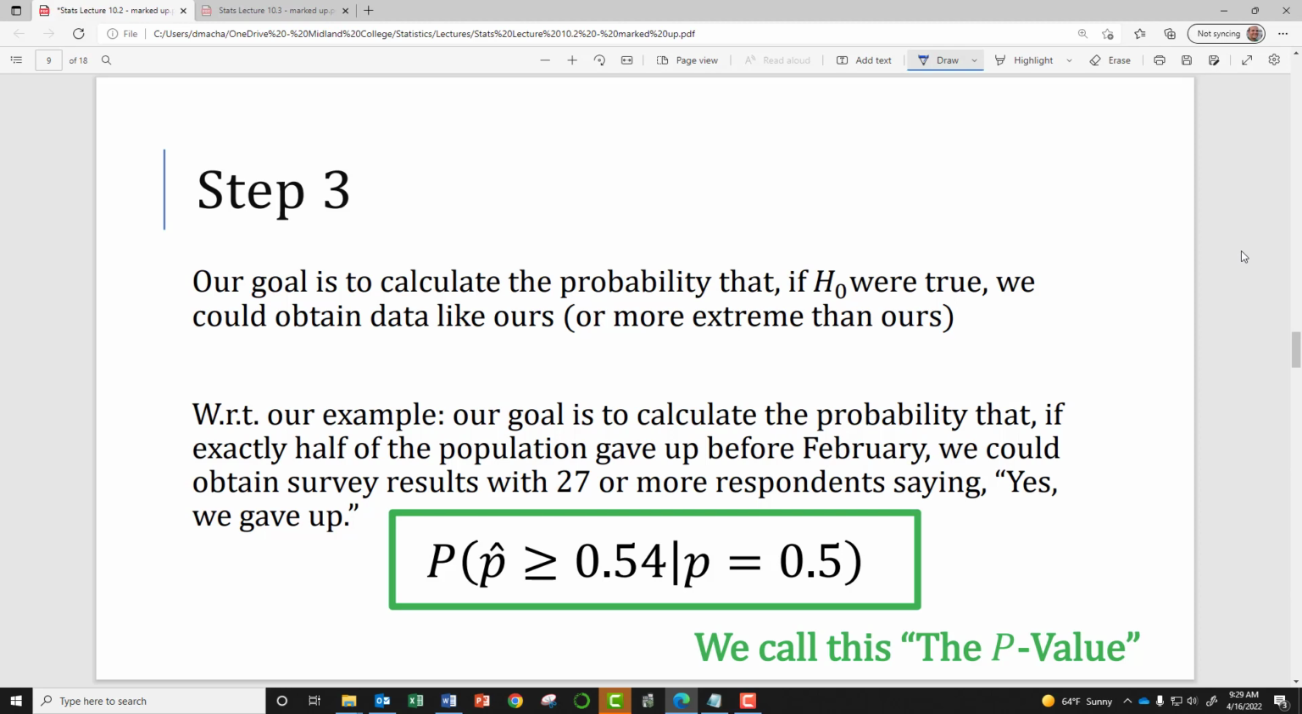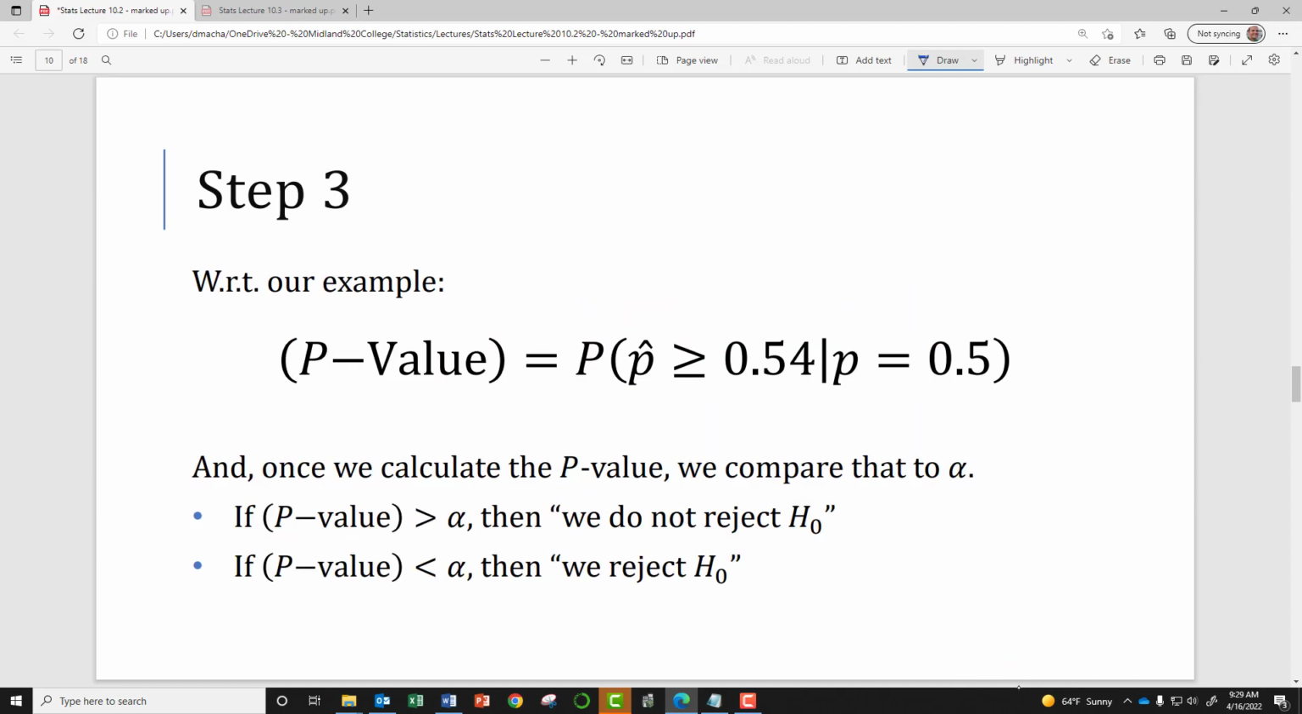Now, this has a special name. This probability is what we will often refer to in hypothesis testing as the p-value. So with respect to our example, our p-value is just going to be the probability of that.